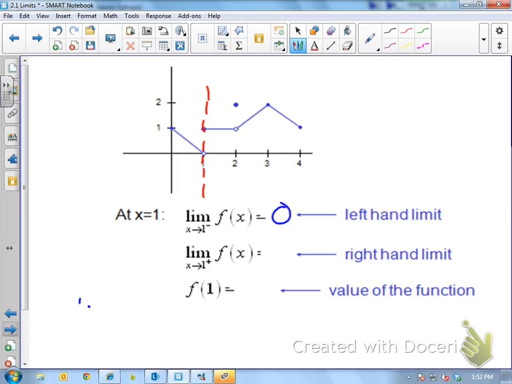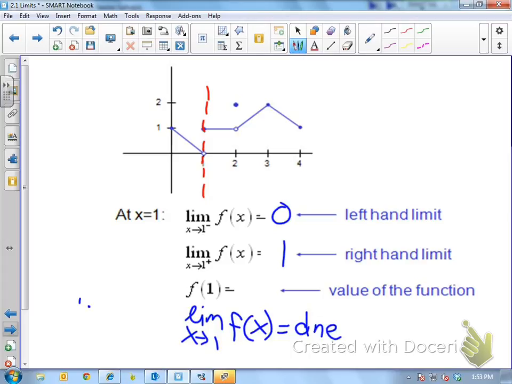What about from the right? As I travel on my graph from the right and I'm approaching the red line, what's my y value getting close to? 1. So if I have a left-hand limit of 0 and a right-hand limit of 1, does my limit exist? Why? Okay, so Emma said no, it doesn't exist because it approaches different y values. So if we said the limit as x approaches 1 without the little negative and plus sign, our limit does not exist.